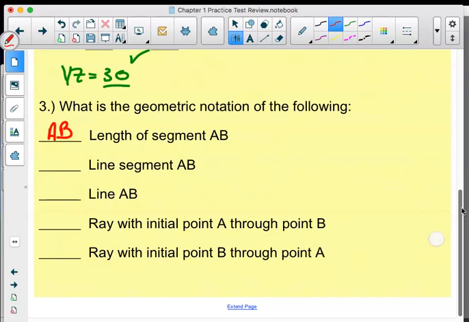Line segment AB, AB with a bar over the top. Line AB, arrows on either side of your picture, AB on top. Ray with initial point A through B, initial point A through B, and ray with initial point B through A. Okay, be familiar with those.